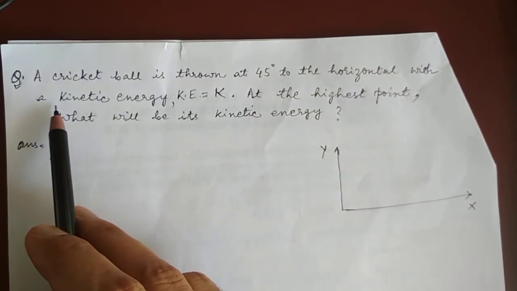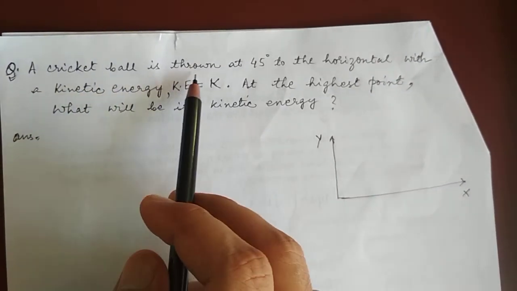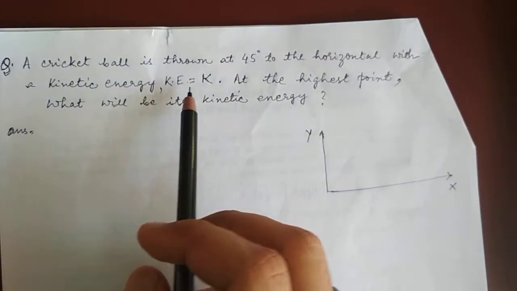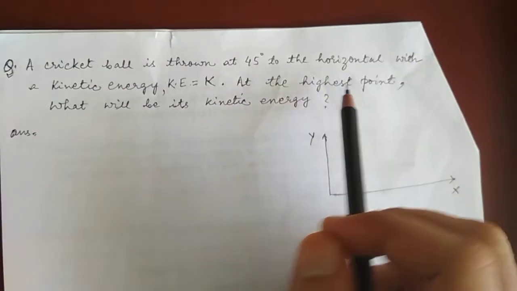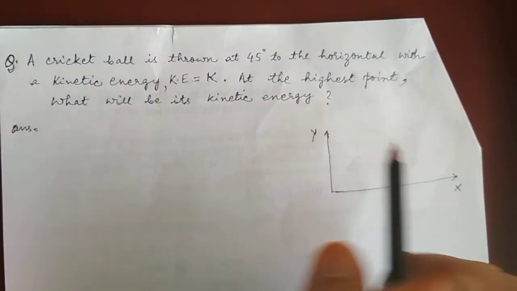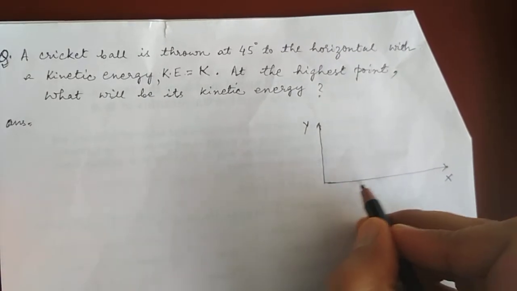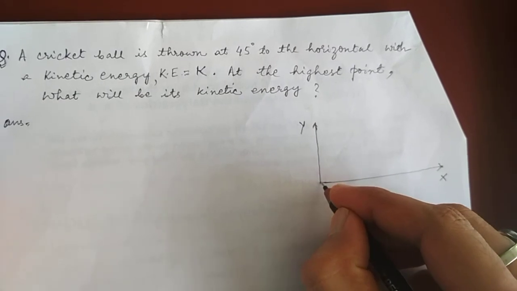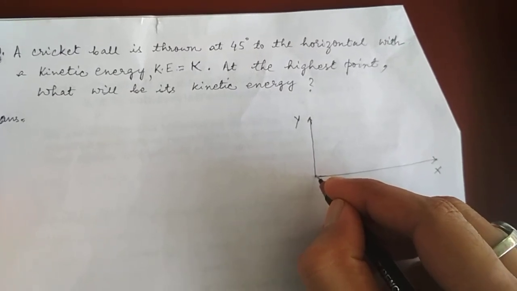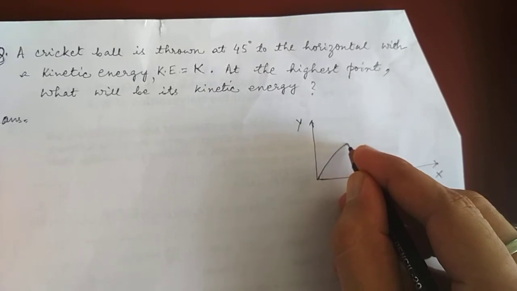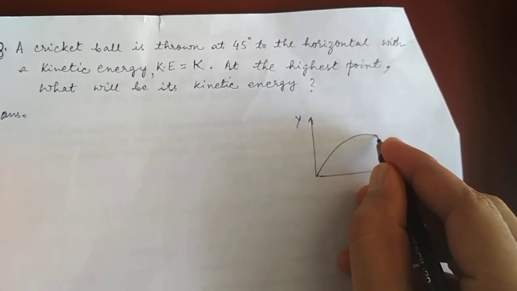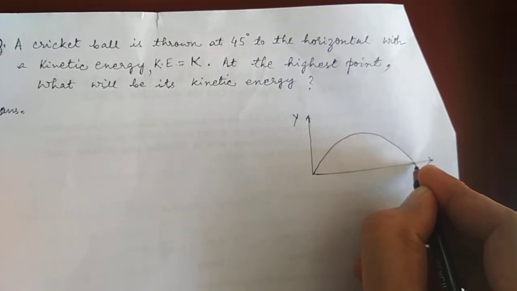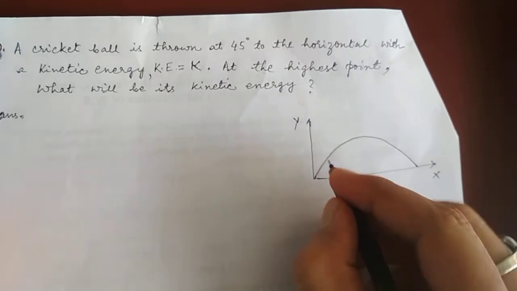We have the question: a cricket ball is thrown at 45 degrees to the horizontal with a kinetic energy KE equal to K. At the highest point, what will be its kinetic energy? So, this is the horizontal direction x and vertical direction y. Here, we are throwing a ball and it goes to some highest point, and then again goes in the downward direction and finally reaches the ground, right?